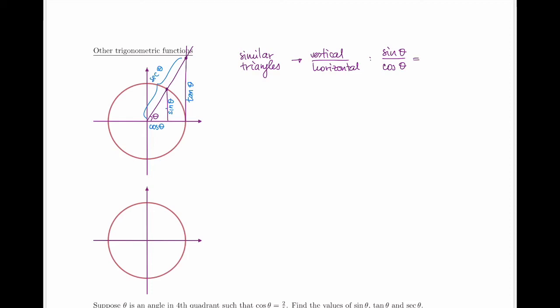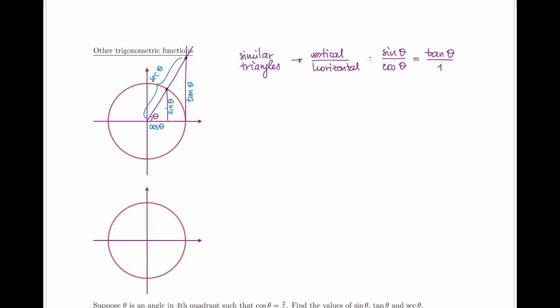In the large triangle, my vertical side is tangent, and my horizontal side corresponds to the radius of the circle, or 1. So here I have tangent of theta over 1. And here is where I can already see the definition of tangent. Over 1 does nothing, so tangent is simply equal to sine over cosine.